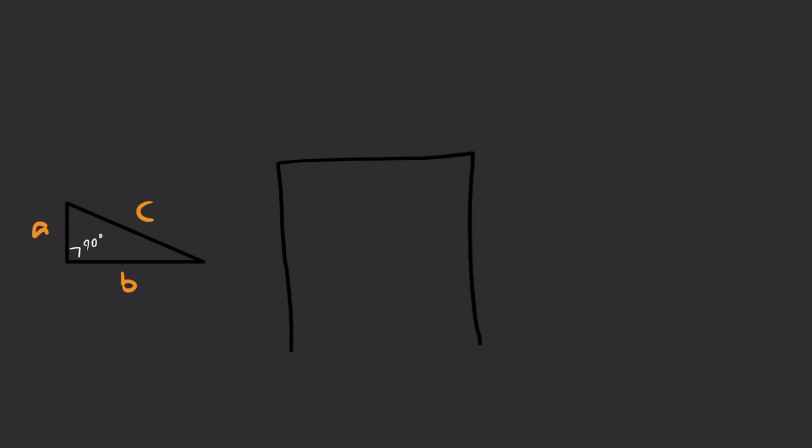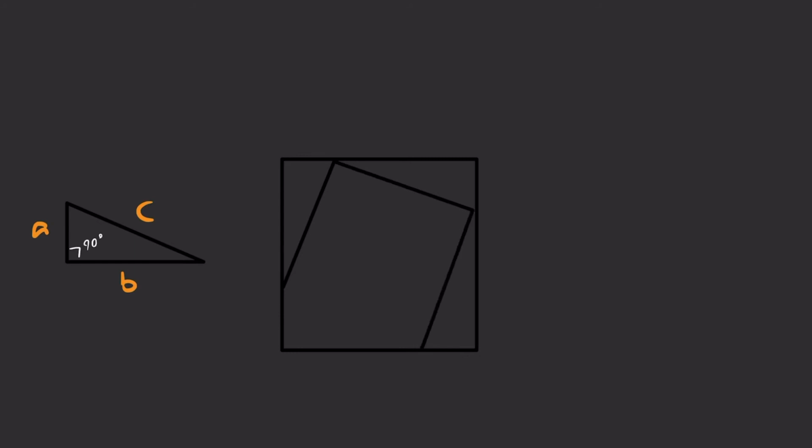To explain it visually, we start off by drawing one right triangle. This right triangle, of course, has a 90-degree angle. And let's call the sides A, B, and C. Then let's draw a square. Inside the square, we draw four triangles of the same size as the original one. We arrange them like this. And to make it more clear, I'm going to color the triangles.